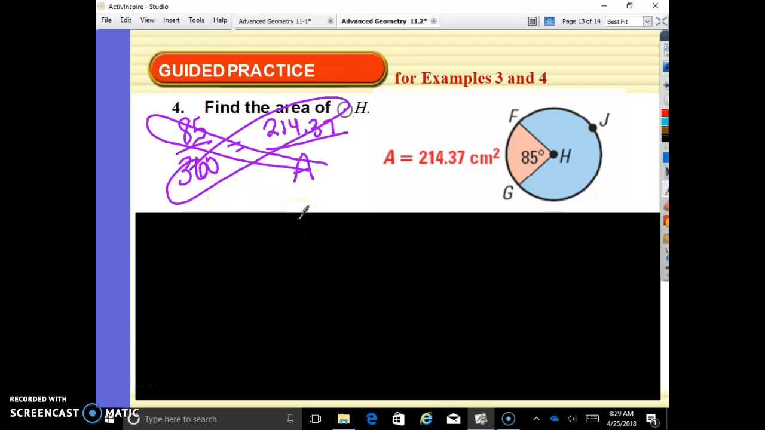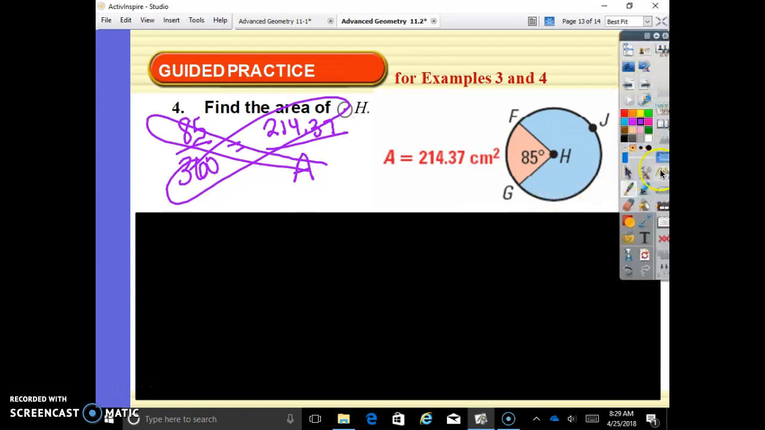All right, so pick up your calculator. 214.37 times 360 equals, divided by 85 equals, and I got an area of 907.92. 907.92 centimeters squared.